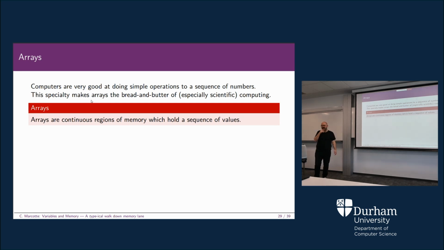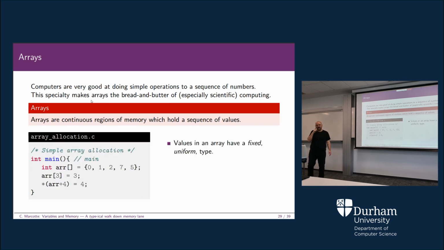Formally, we'll think about arrays as continuous regions of memory which hold a sequence of uniform values. So you can have an array of doubles, you can have an array of ints. You cannot have an array of ints and doubles. So in this simple program, we declare and assign an integer array called r with the square brackets. And on the right-hand side, we have curly braces which set 0, 1, 2, 7, 5. We always have a fixed uniform type, and in this case, we have an immutable length for our array.